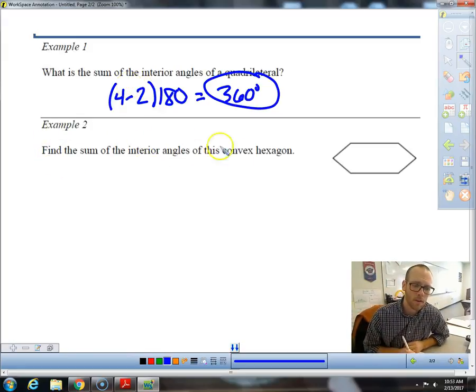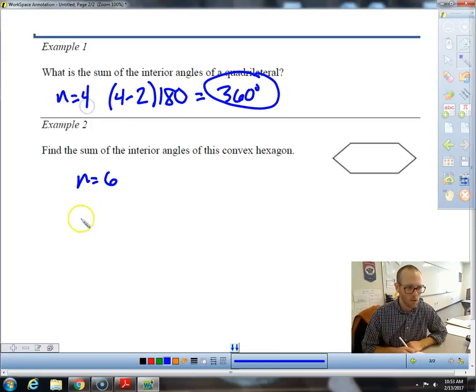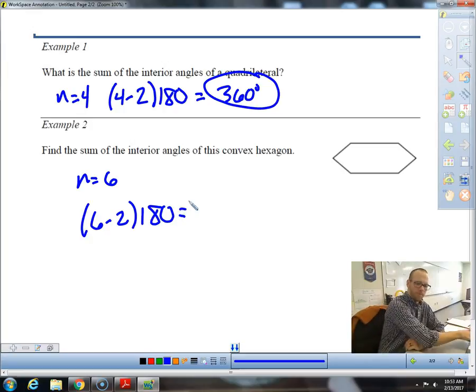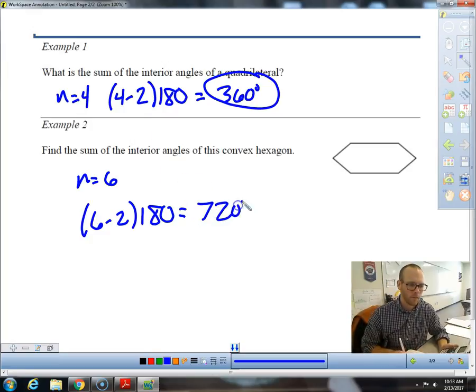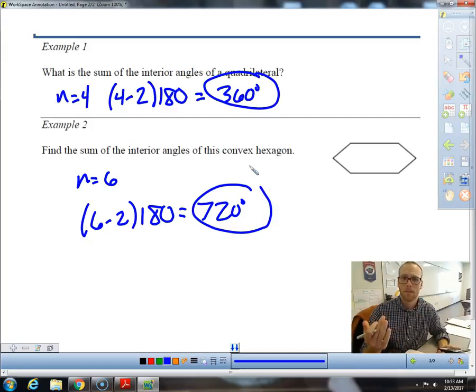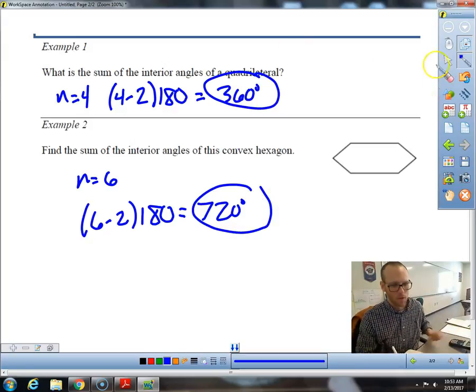All right, how about this one? Find the sum of the interior angles of this convex hexagon. I gave you a diagram of it, so you can count the sides that way, or you might just recall off the top of your head, a hexagon has 6 sides. So our n is 6. So we're going to take 6 minus 2 times 180, and with my calculator, that's 4 times 180, which is 720 degrees. Again, if you just have that remembered, you're good to go. Just make sure that you get that sum correct.